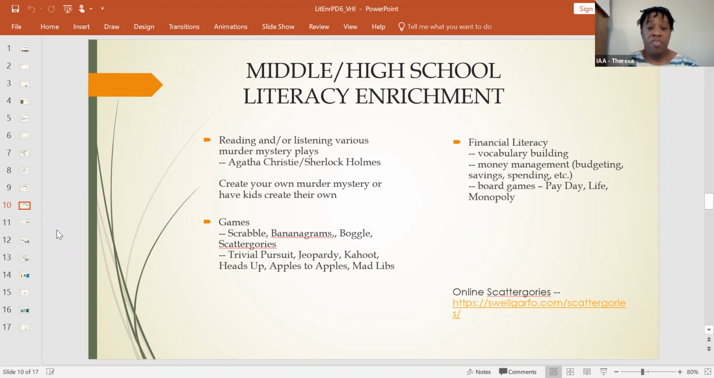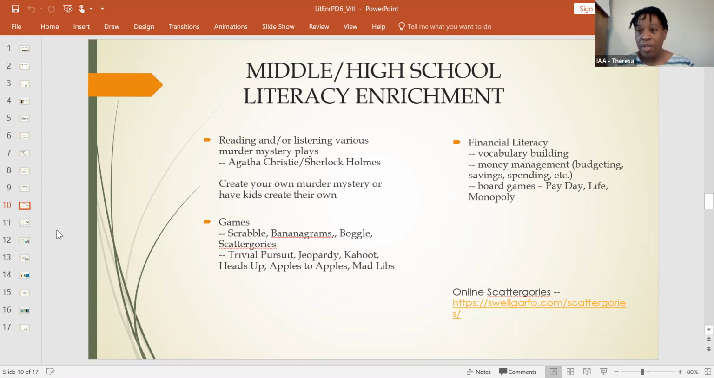So there's all sorts of different games out there that work on vocabulary, that work on language arts. You got Scrabble, Bananagrams, you got like Trivial Pursuit, Jeopardy, Mad Libs. I love Apples to Apples. I got hooked on that when I was working in middle school. But there's all sorts of different games that you can incorporate as well.